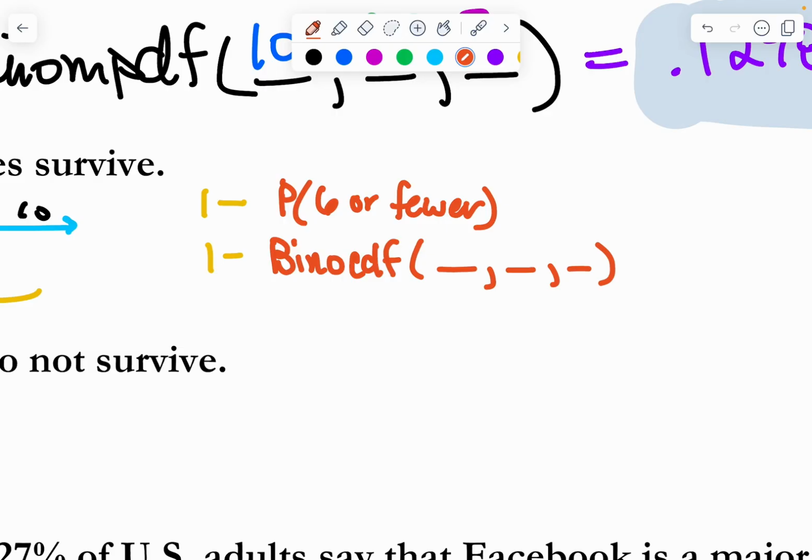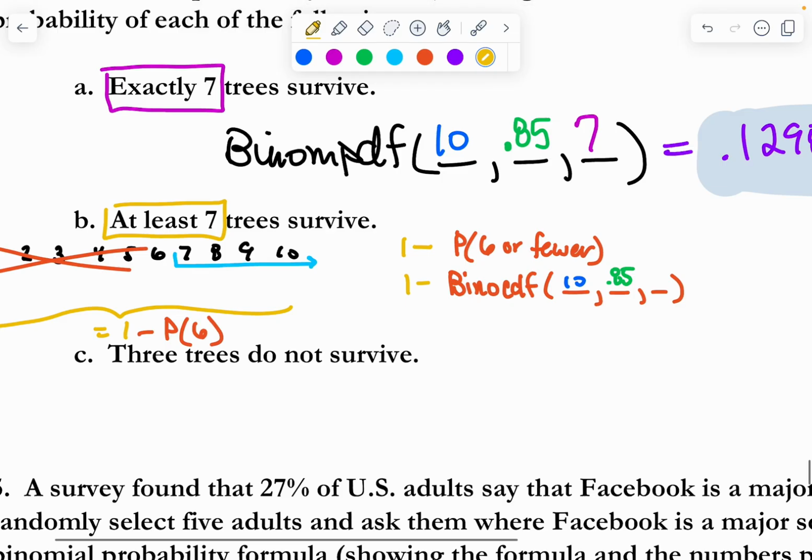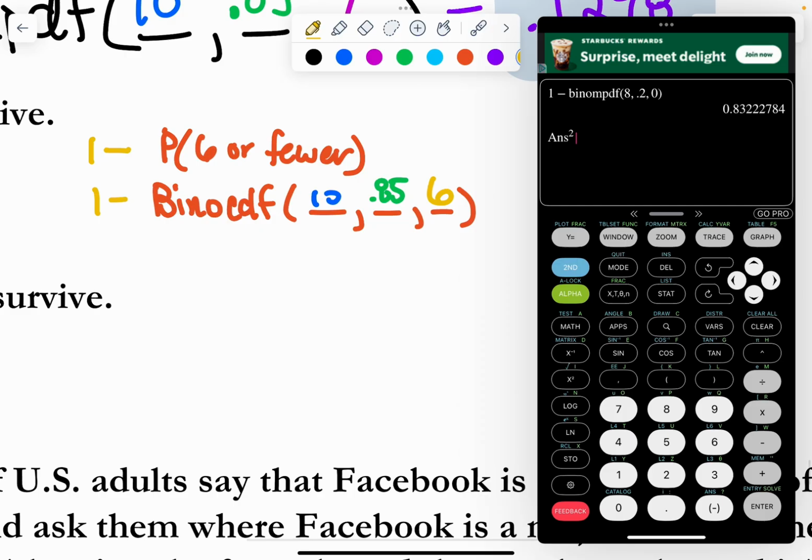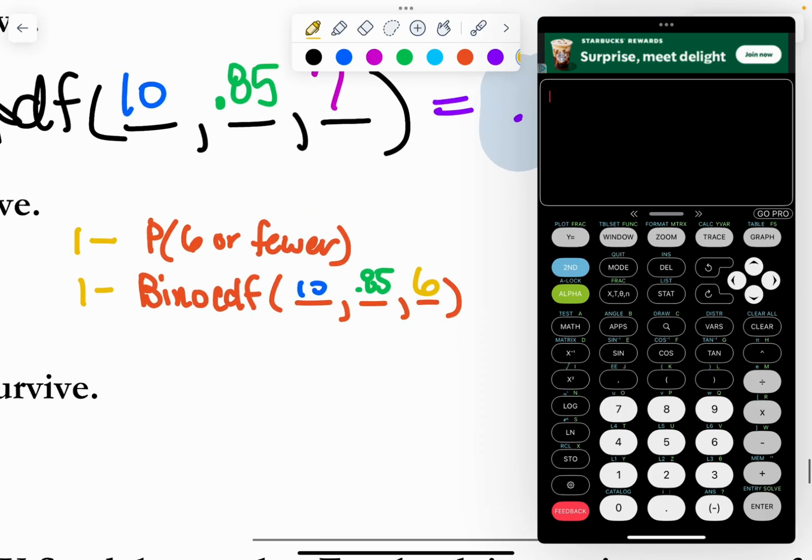The good news is we plug in the same values, so it's going to be a total of 10 trees. Probability of success is 0.85. And for this one, if we want 7 or greater, then we're going to subtract 6 or fewer. So we're going to put the number 6 here. And so we're going to take our calculator and do the same thing. Yeah, sorry about that. That was my bad there.